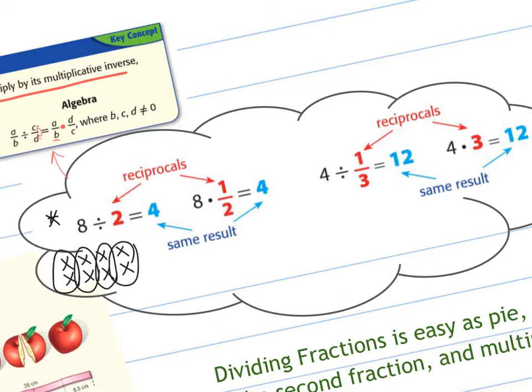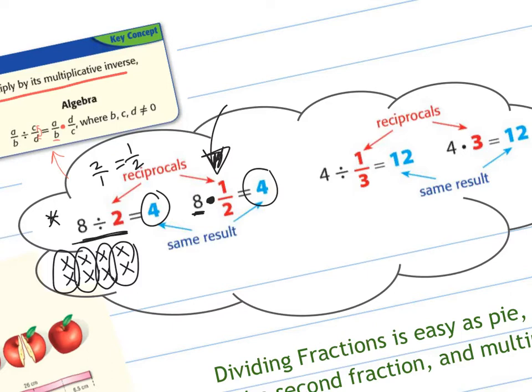I can see that if I'm taking half of 8, that is the same as dividing by 2. So 8 divided by 2 is the same as keep my 8, multiply it by the reciprocal, which remember, the reciprocal of 2 would be 1/2, and we get the same answer.